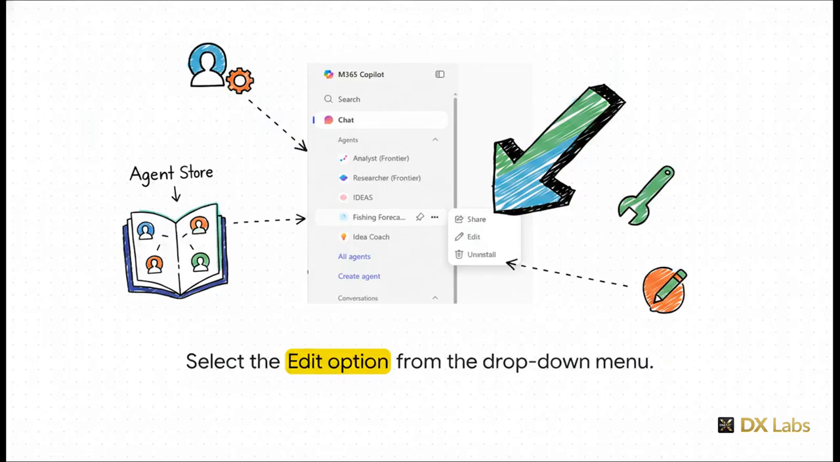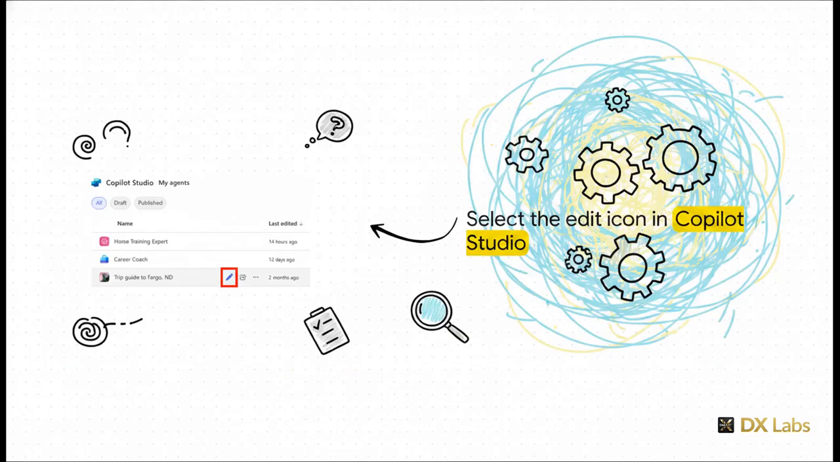In the Microsoft 365 Copilot navigation pane, if your agent is in the pinned or unpinned list, you simply hover over it, click the ellipsis, and select Edit. If it's not there, you just navigate to All Agents to open the Agent Store, find it under Your Agents, and select Edit right from there. It's that simple. Now, selecting Edit instantly opens Copilot Studio.